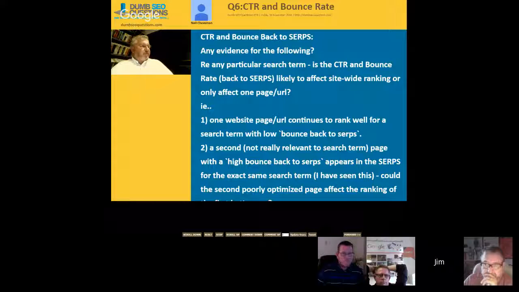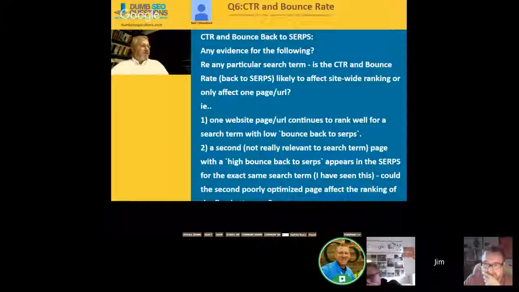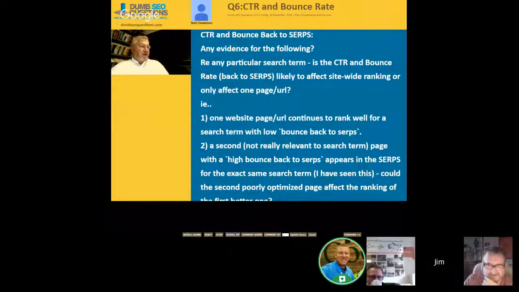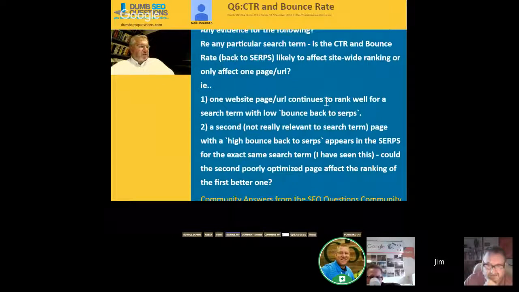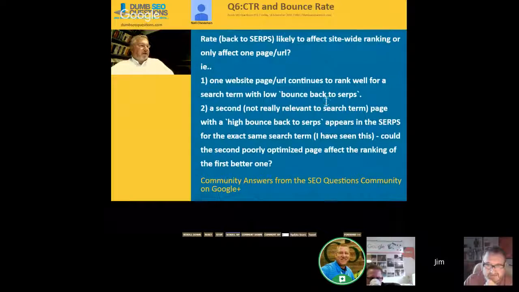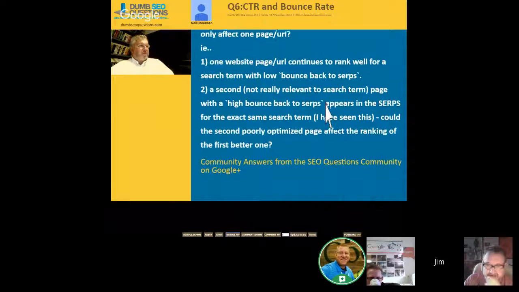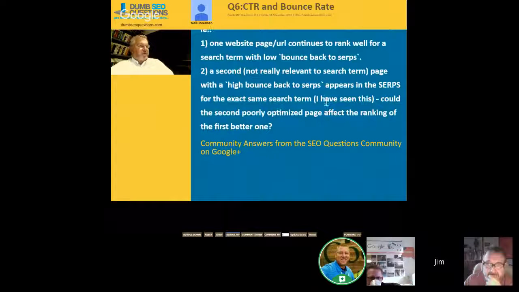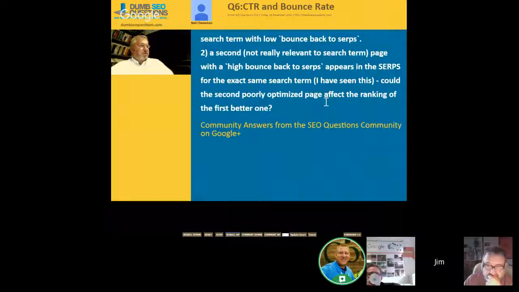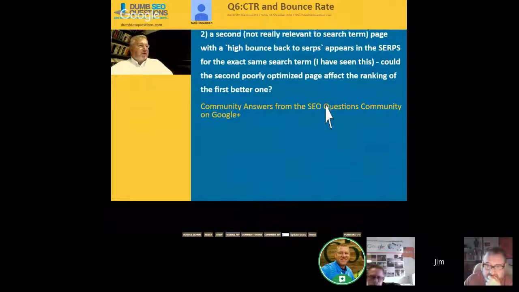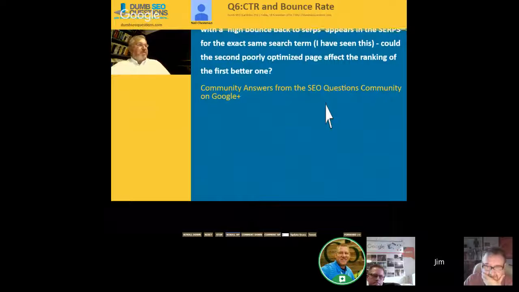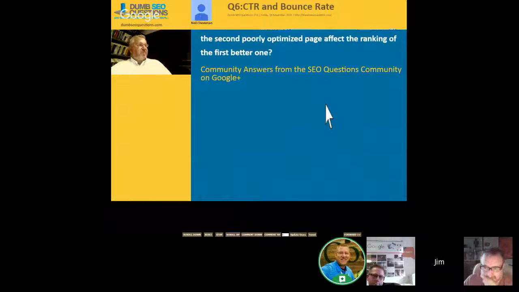First of all, we've got to agree whether the click-through rate and bounce rate affects a page at all. He said, i.e. one website page URL continues to rank well for a search term with a low bounce back to search engine result pages, and a second, not really relevant to the search term page, with a high bounce back to the SERPs, appears in the SERPs for the exact same search term. I've seen this. Could the second poorly optimized page affect the ranking of the first better one?